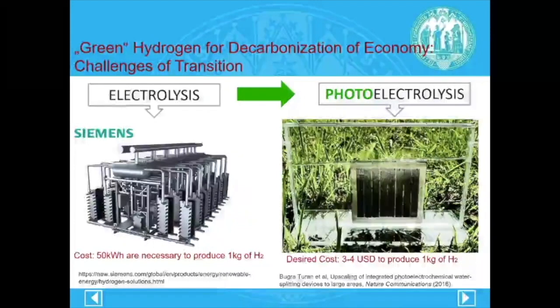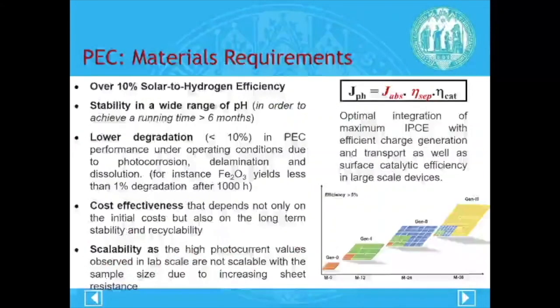And here the idea is to use a completely bias-free system. That means you take a photoactive material, immerse it in water, which should have the right electrolyte, and then this semiconductor should harvest sun or solar energy and perform the water splitting reaction. The reaction is very simple, but then obviously there are boundary conditions. For example, we need a good solar-to-hydrogen efficiency. That means the semiconductor material, which is the solar harvester, the photoabsorber, should be stable in a wide range of pH, and it should be stable for at least 6 months.